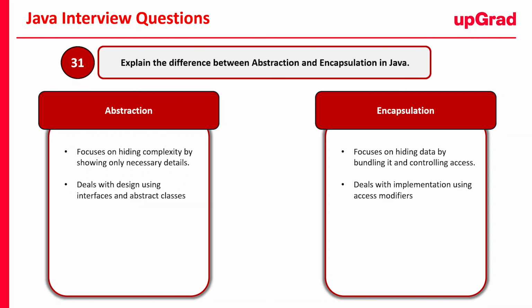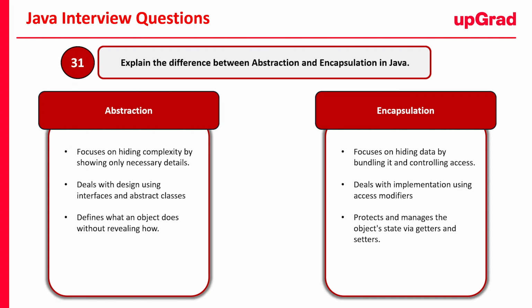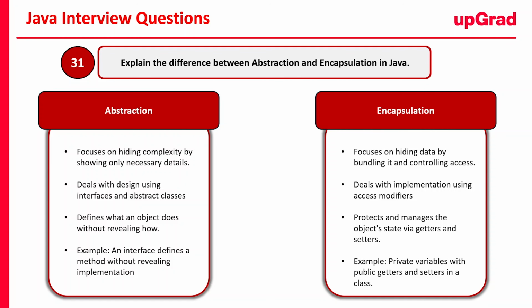Encapsulation deals with implementation level by using access modifiers, private, public, protected, to restrict access to an object's data. Then abstraction. Abstraction helps to define what an object does without exposing how it performs those operations. Encapsulation ensures that the internal state of an object is protected and managed safely through getters and setters. So the abstraction example is using an interface to define a method without revealing the internal implementation. And the example of encapsulation is using private variables in a class and providing public getter and setter methods to access them.